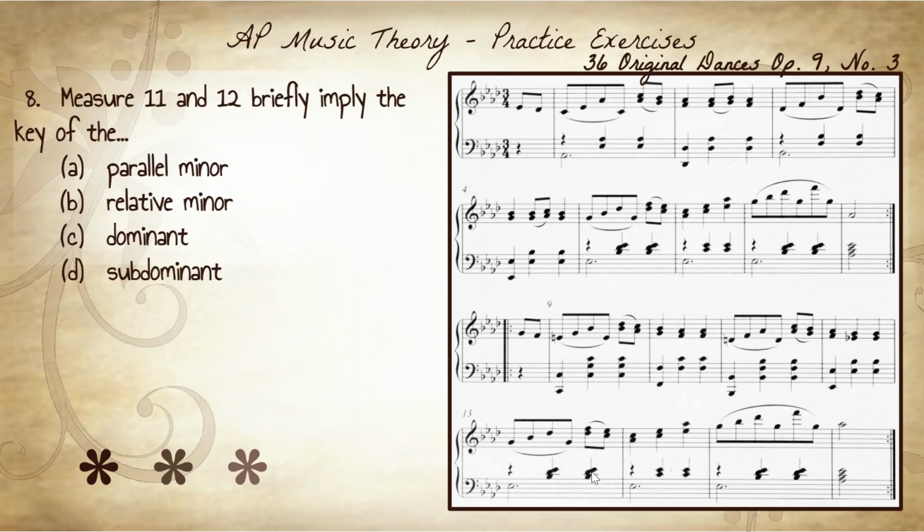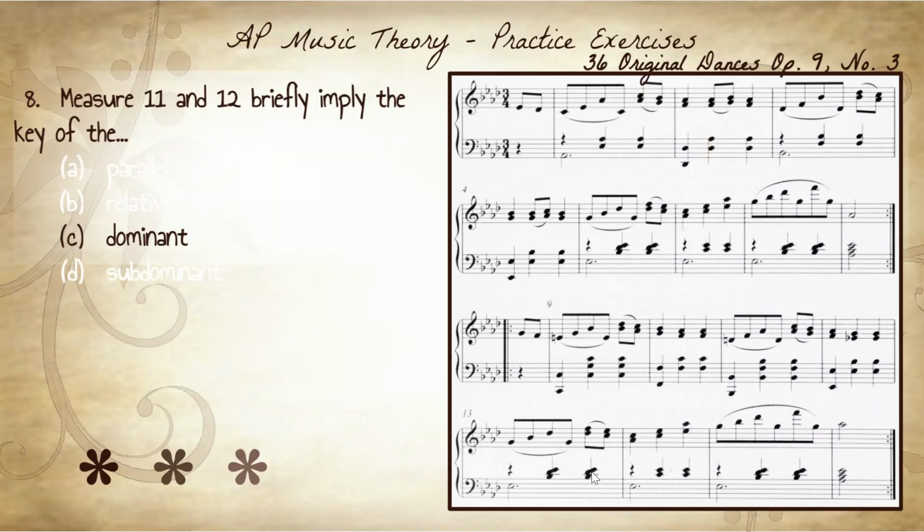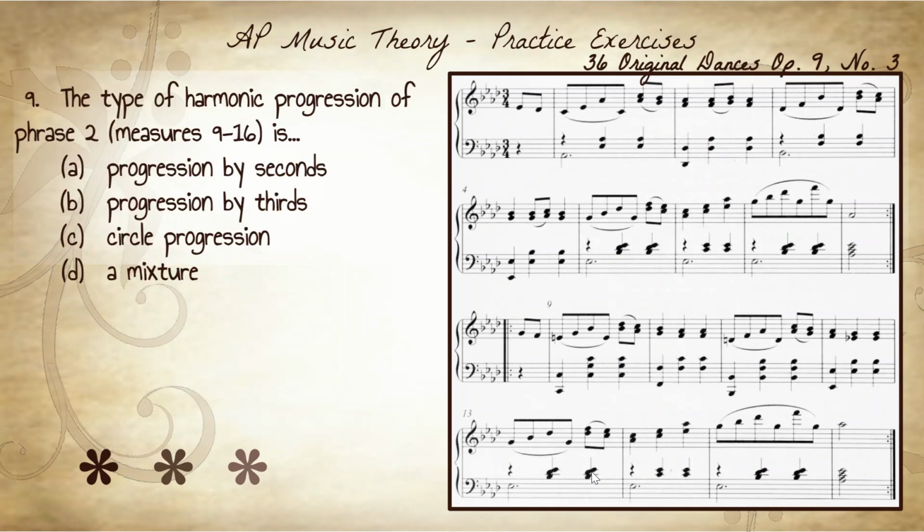Question 8. Measure 11 and 12 briefly imply the key of the A, parallel minor, B, relative minor, C, dominant, or D, subdominant. Correct answer is C. Measures 11 and 12 imply the key of E flat major, the dominant. The use of the D natural, which leads to E flat, is the signal that we have temporarily left A flat major. And question 9.